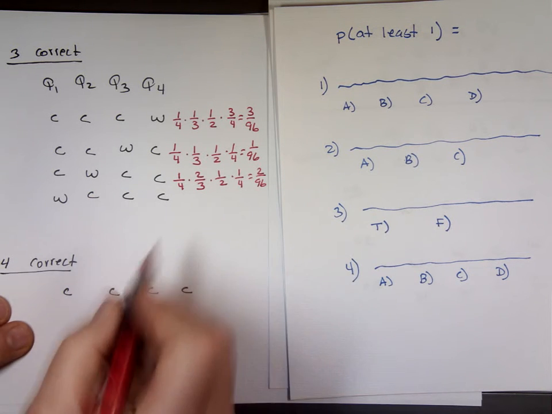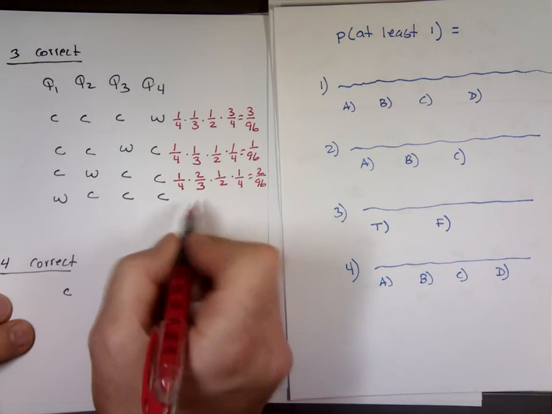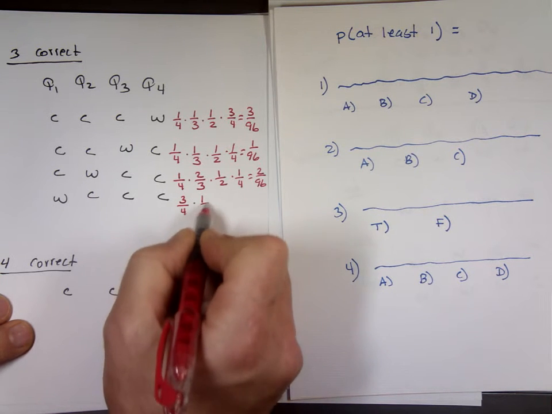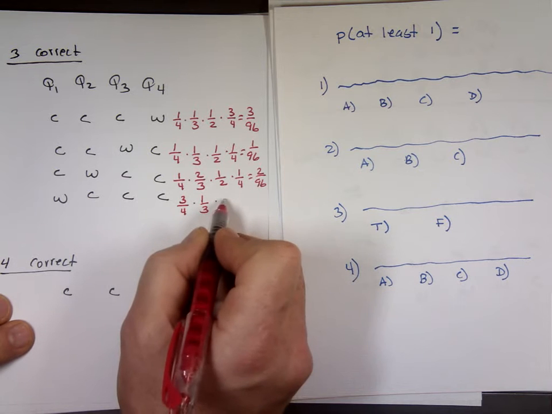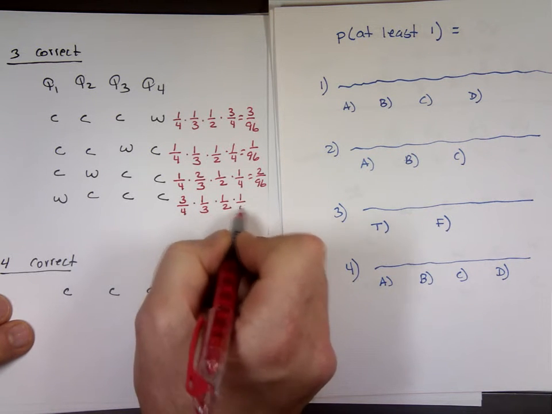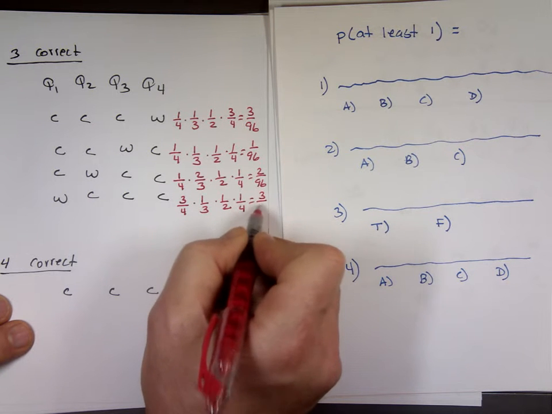And the last one, the first one is wrong. That's 3 out of 4. Correct, 1 out of 3. Correct, 1 out of 2. Correct, 1 out of 4. 3 out of 96. And let's add them.